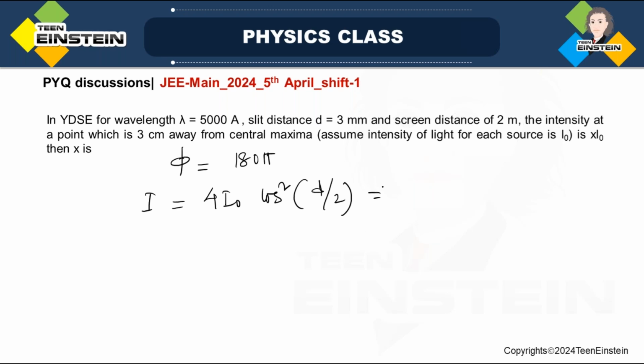So 4I0 cos square, this is actually 90 pi, and you know 90 is an even number. So cos of even pi will give you 1, so the intensity is actually 4I0. All right, so this is the case. Let us go to the next problem.